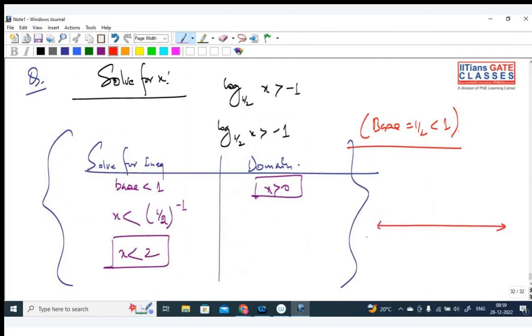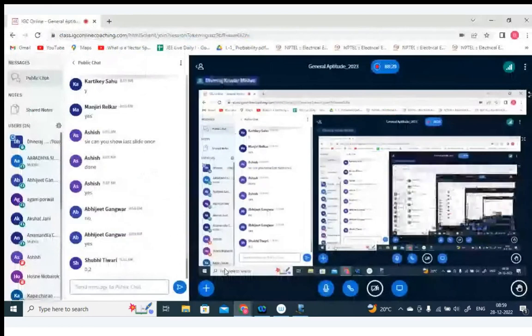If you're not understanding, there is 0 and there is 2, and this is how to find the domain correctly. What is the intersection here? Intersection is this. X belongs to (0, 2). Yes, correct. Put it in brackets, okay? Don't write it like this. Chalo.